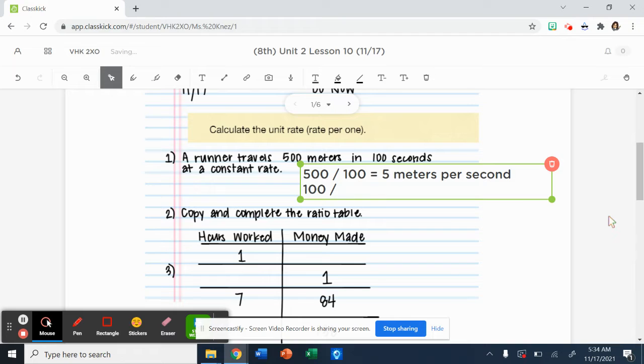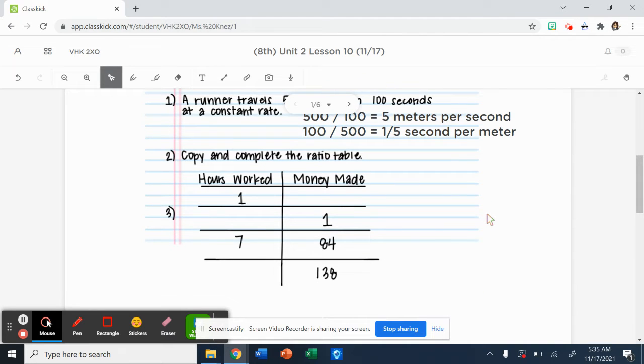If I flipped my division sentence and instead I divided 100 by 500, I would end up with 1/5 of a second per meter. We could always calculate 2 unit rates for any given proportional situation. We simply need to pay attention to the labels. This is meters per second because we divided meters by seconds, and this is seconds per meter because we divided seconds by meters.